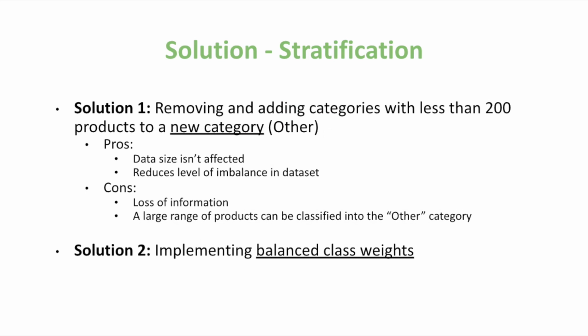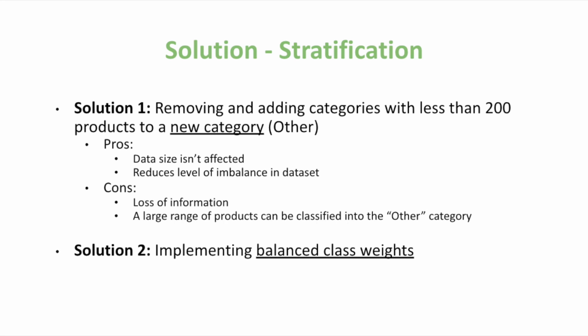First, we removed categories with less than 200 products and added those products into a newly created miscellaneous category called Other. This method helps reduce the level of imbalance at the cost of some information. We lose the low element categories entirely, so any items that would fit into that category would end up in Other, but there's less risk of misclassification into that category.